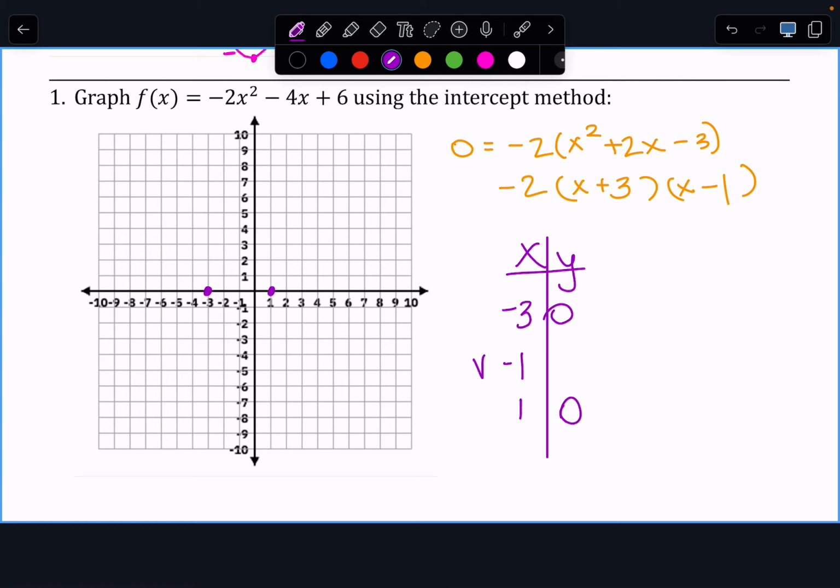Okay, if we plug in negative 1, negative 2 times negative 1 plus 3 times negative 1 minus 1. What do we get? 8. Okay, so this is what your graph should look like. So negative 1, 8 is up here.